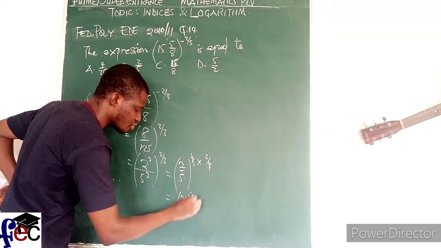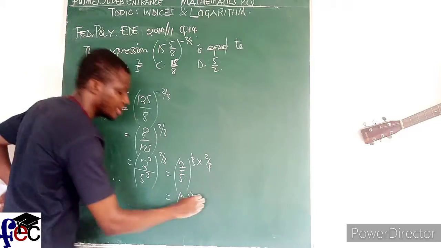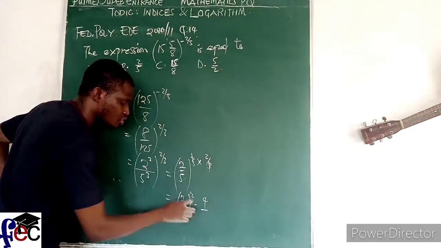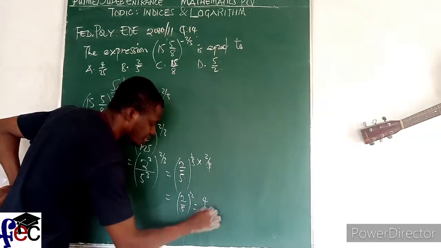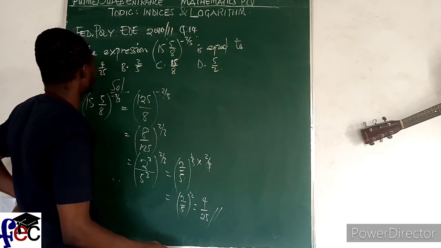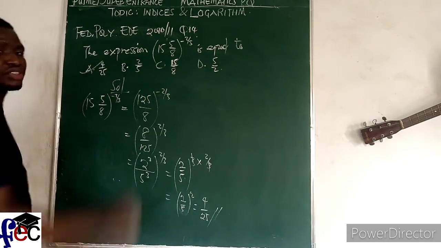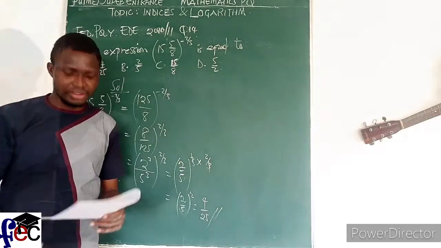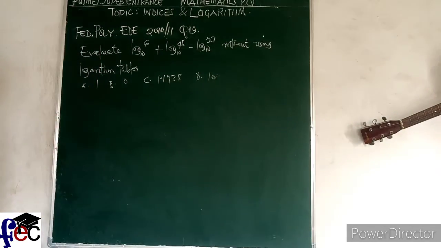Okay, you have 2, so that this is what? 2 raised to power 2 is 4. 5 raised to power 2 is what? 25. What's it on? Which of the options? 4/25. That's option A. You see it now? So how do we solve this problem?